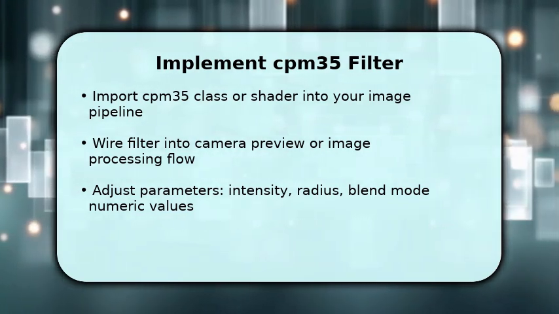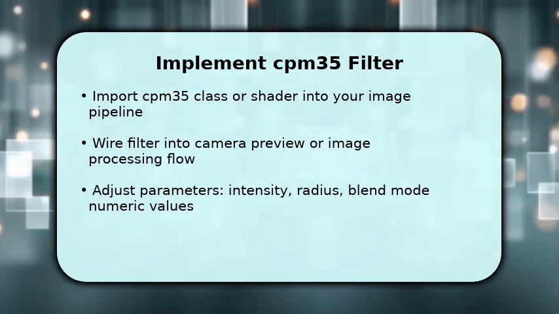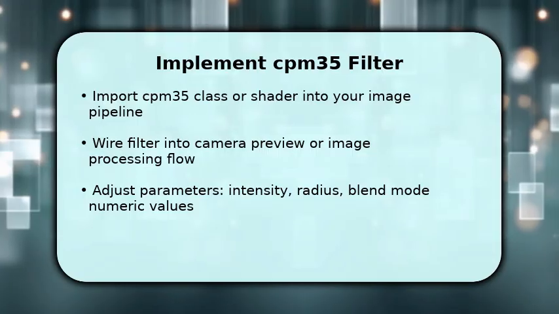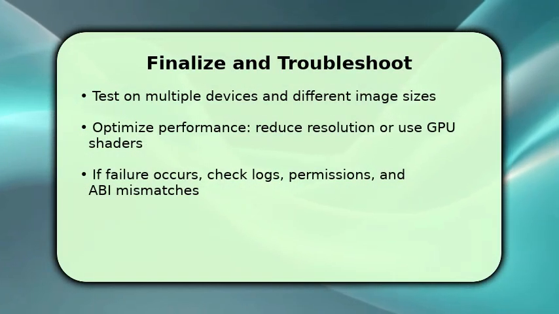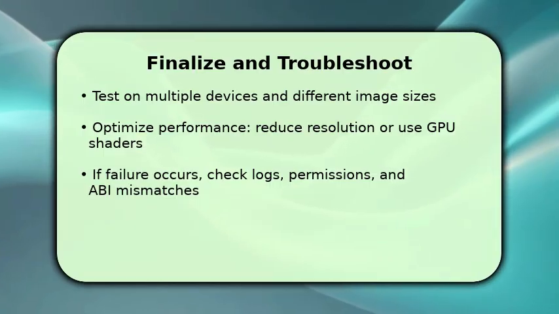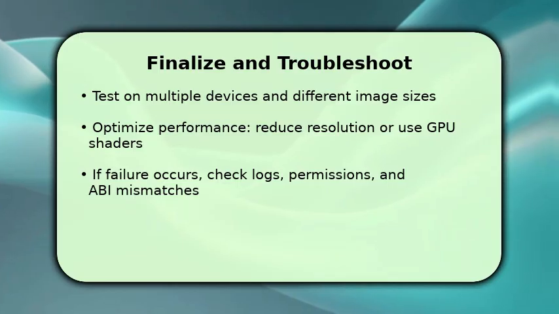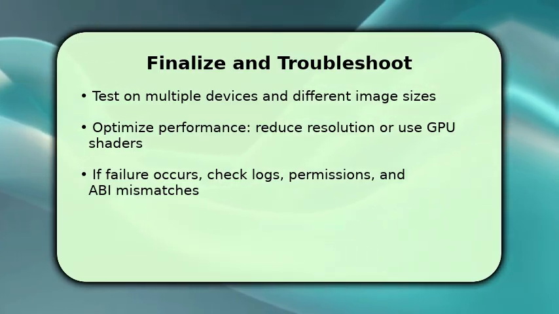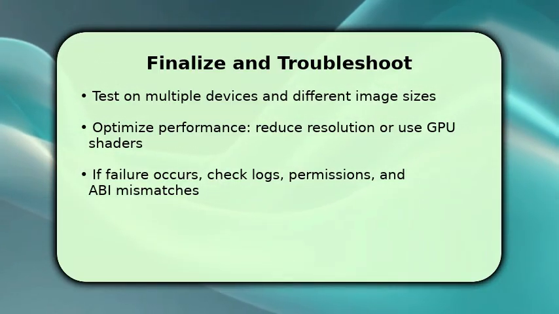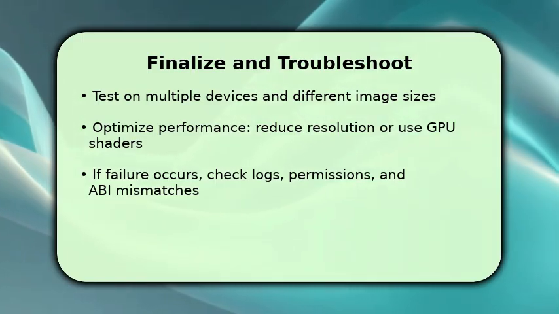While executing, log intermediate frames and use breakpoints so you can verify visual output and performance in real time. Finish by validating the Cpm35 filter across devices and edge cases. You should run end-to-end tests on various resolutions and lighting, profile CPU/GPU usage, and fall back to a simpler path for low-end devices. Once done, package the APK and verify image quality in release mode.